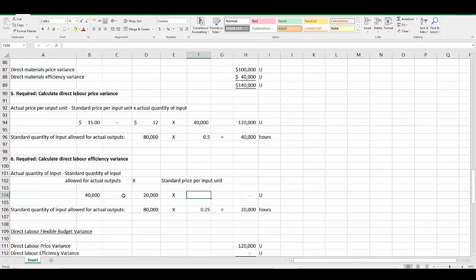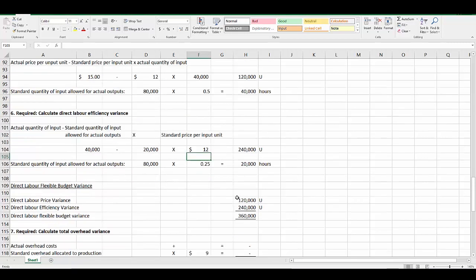We want to see what the impact of that is. And here we're only calculating the difference in the number of hours used. So we're going to multiply that by the standard price, not the actual price per hour. So that gives us an unfavorable variance of $240,000, excuse me. So now we look at our total variance. So we spent $360,000 more on our labor costs than we had planned.